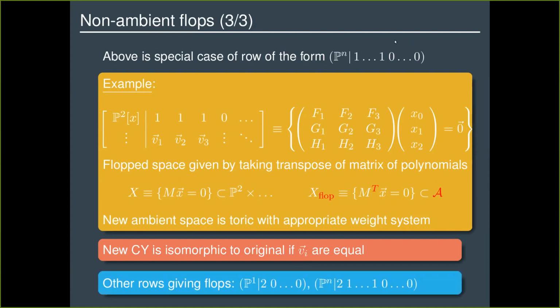This was just one example of the kind of rows that can give these non-ambient space flops. But here are some other examples. If you have just a 2 and then a bunch of zeros, or if you have a 2 and a bunch of 1s, this means just a quadratic equation inside the P1. And here are a bunch of linears and a single quadratic inside some Pn. These you can also understand with similar methods and see that they give flops as well.